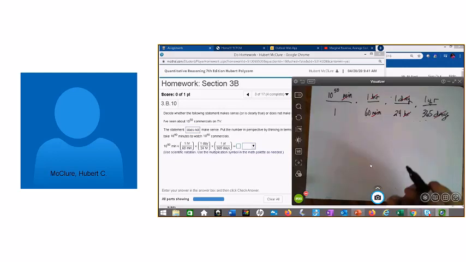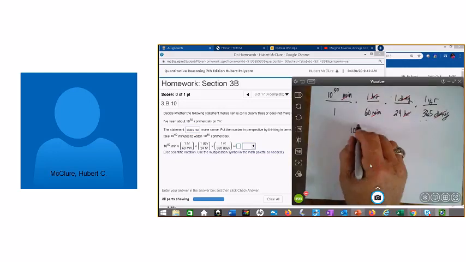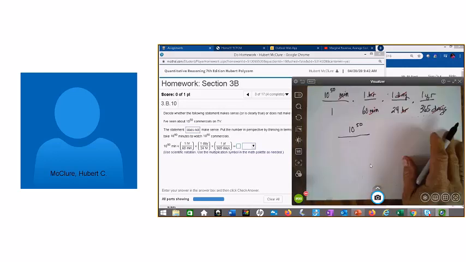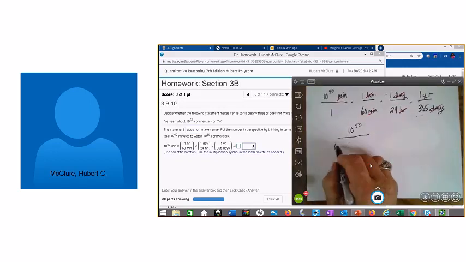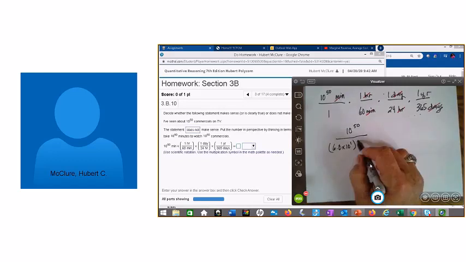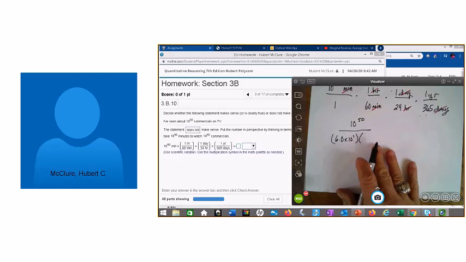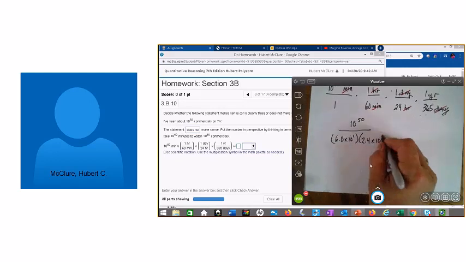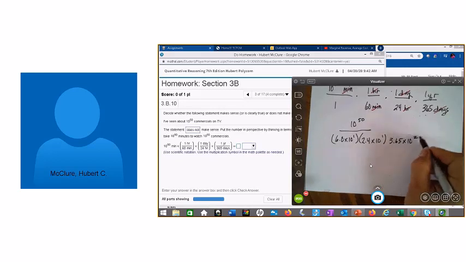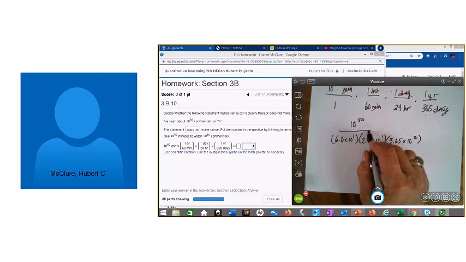So it's going to be 10 to the 50th over 6.0 times 10 to the first, times 2.4 times 10 to the first, times 3.65 times 10 to the second.